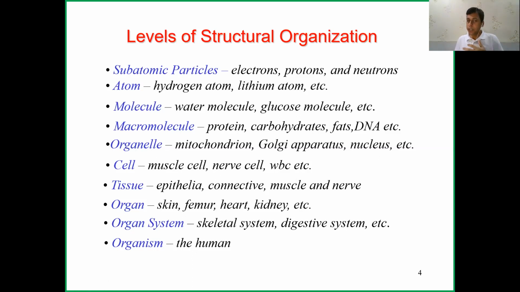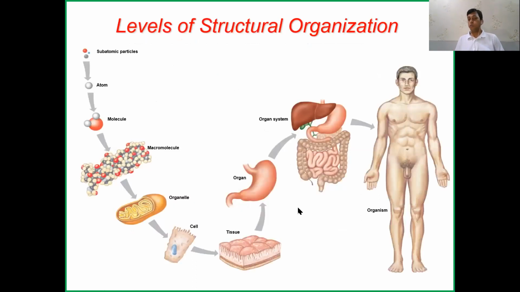When similar cells combine, they form tissues. There are different kinds of tissues: epithelial tissue, connective tissue, muscle tissue, nerve tissue. Then different tissues combine to form organs. And when different organs combine, they form a system, such as the skeletal system or digestive system. When you combine all the systems, this is you and me, the human being, the organism. So we want to know in detail about our body, but if we want to know about our body, we should know about the cell, how the cell is functioning.